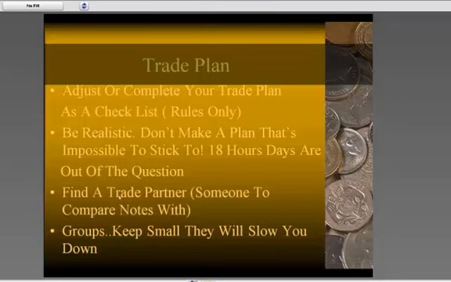The easier thing to do is to memorize that checklist and then ball it up because it's in your brain. Okay. Adjust or complete your trade plan. I hate trade plans. They're BS.